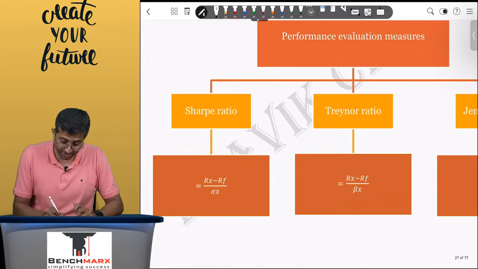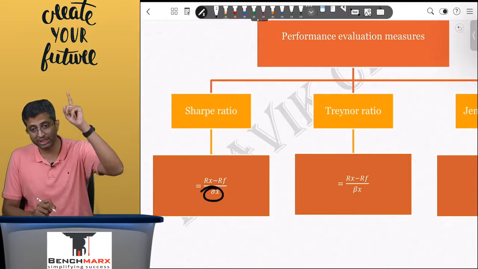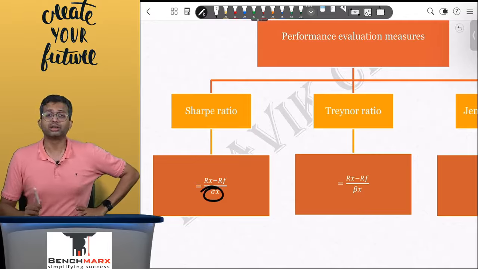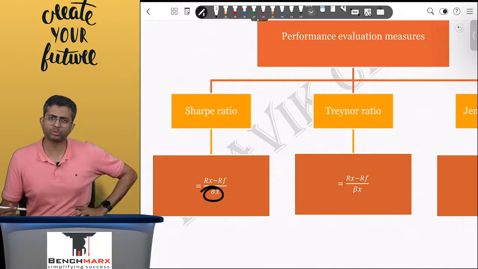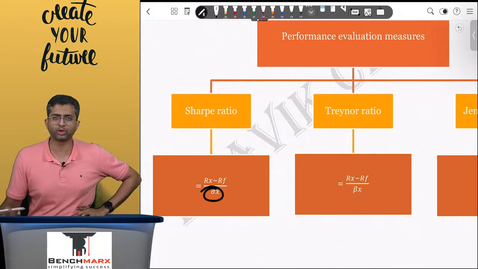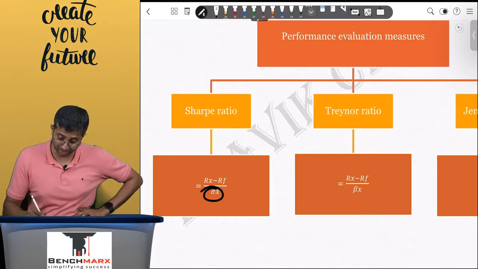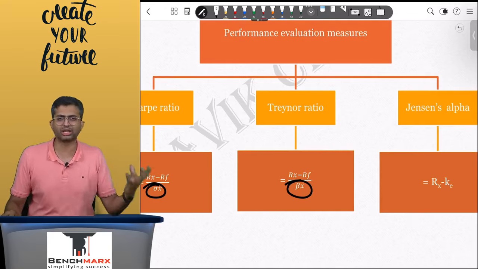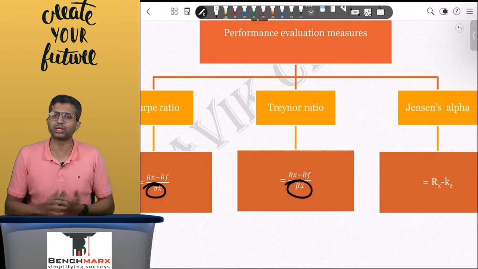Remember, Sharpe has invented beta, but he believes that for performance evaluation, you should take standard deviation in the denominator. The Treynor ratio, where you take the same numerator, return of the security or portfolio minus the risk-free rate, but now you take beta. And then Jensen's alpha, where you take the actual return and compare it with the required return using CAPM, that is KE.